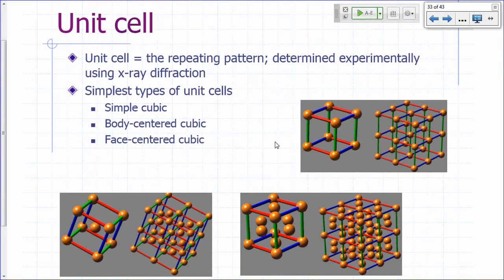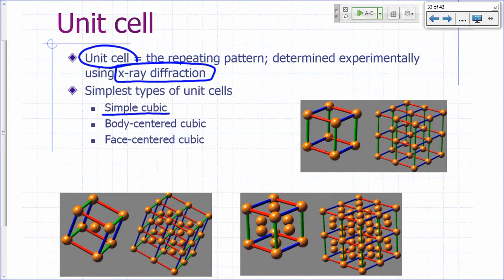The basic repeating pattern in a crystalline solid is what we would call a unit cell. Okay, and you can determine how these particles are arranged in your crystal. You can determine the unit cell experimentally using a technique known as X-ray diffraction. Today we're going to talk about the simplest type of unit cells, where you have them arranged in cubes. The repeating pattern is cubic.